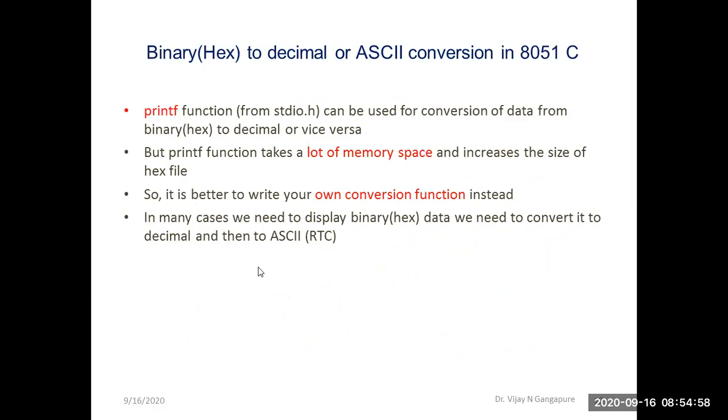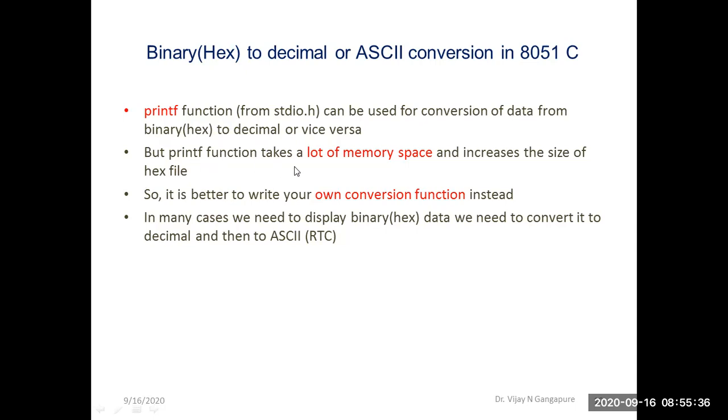Okay, so the next conversion is binary to decimal or ASCII conversion. For that, there is a facility in the C programming language. By using this, I can directly convert binary to decimal. The printf function from the stdio.h header file can be used for conversion of data from binary to decimal or decimal to binary, by using particular conversion characters.